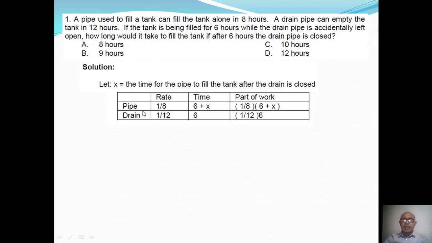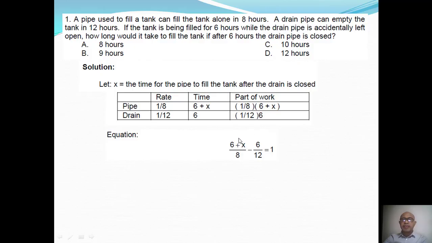Now take note that if the pipe does positive work, the drain does negative work. So when we add the parts of work done, it is negative for the drain, because the pipe fills the tank while the drain empties the tank. Now we can use our equation: if you sum up the part of work done, that is equal to 1 because 1 tank is being filled up.